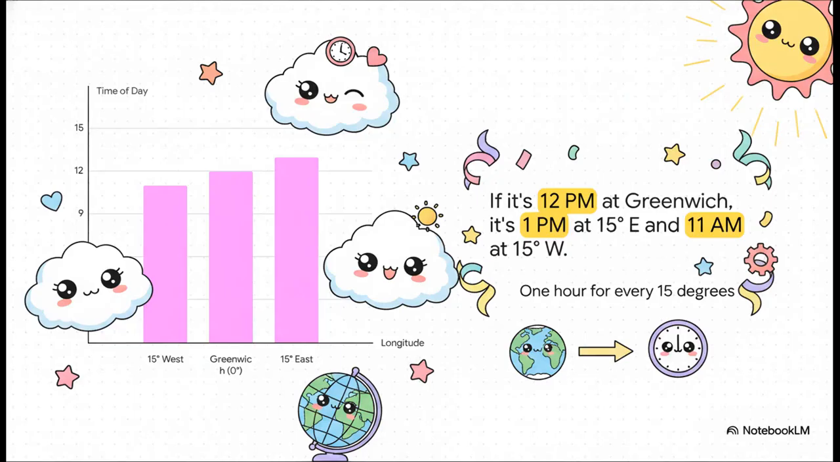So look at this. Let's say it's exactly 12 noon in Greenwich, right there on the prime meridian. Well, if you travel 15 degrees to the east, it's already 1 p.m. But at that exact same moment, if you go 15 degrees to the west, it's only 11 a.m. It's a simple, perfect rule. For every 15 degrees of longitude you move, the time changes by 1 hour.